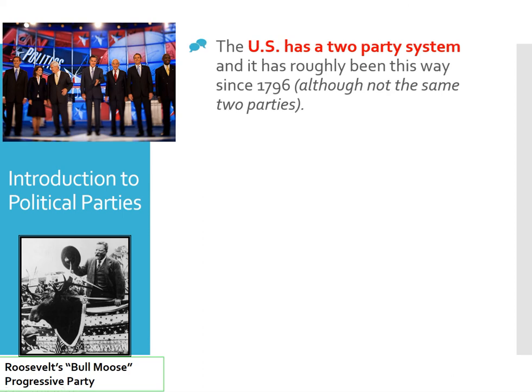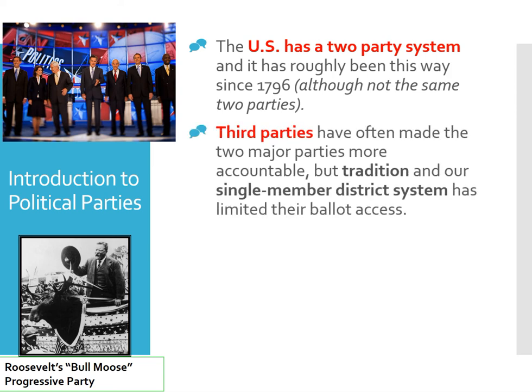So the U.S., as you know, has a two-party system, and it has roughly been this way since 1976, although it's not the same two parties, as we'll talk about shortly in the next lecture. The third parties have often made the two major parties more accountable, but tradition in our single-member district system has limited their ballot access. So there's a range of third parties in the United States outside the two main parties, and at least since 1854, those two main parties have been the Democrats and the Republicans. That system has remained in place for more than 150 years.